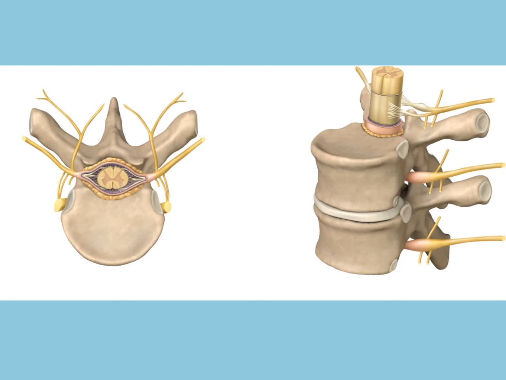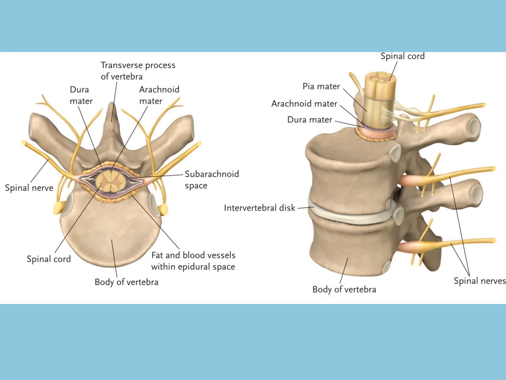Here we have an unlabeled diagram of the spinal cord and vertebral column. To the left is a cross-section of the vertebrae, showing the spinal cord at the center, and to the right is a side view of the vertebral column, with the spinal cord extending outward from the top. This is the same diagram as the previous slide, with all of the parts labeled. Take a moment to familiarize yourself with the various meninges and the spaces in between.